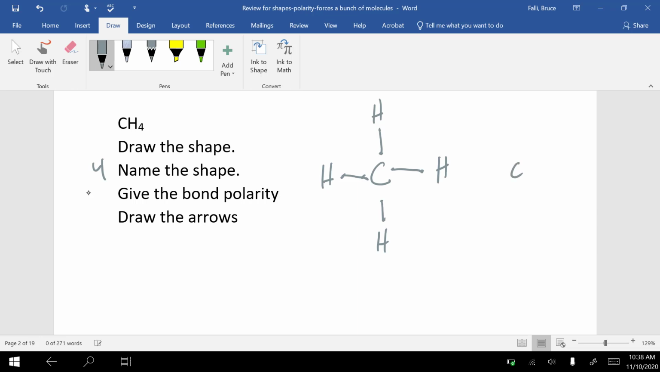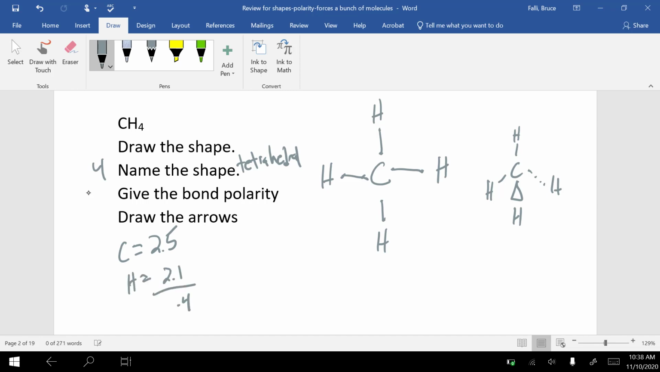So I'm going to draw it now. H, H, H, H. 4 regions, again, is tetrahedral. Give the bond polarity. Carbon is 2.5, hydrogen is 2.1. If I subtract that, I get 0.4, which is nonpolar, which means no arrows.